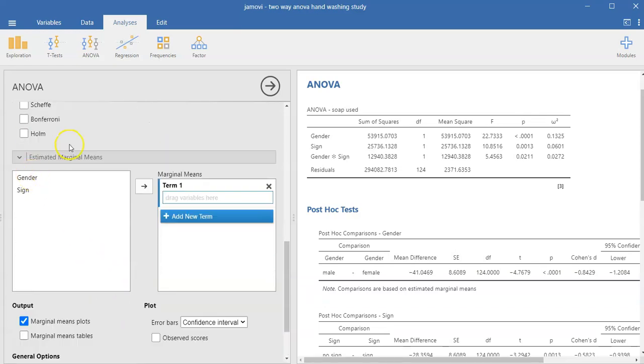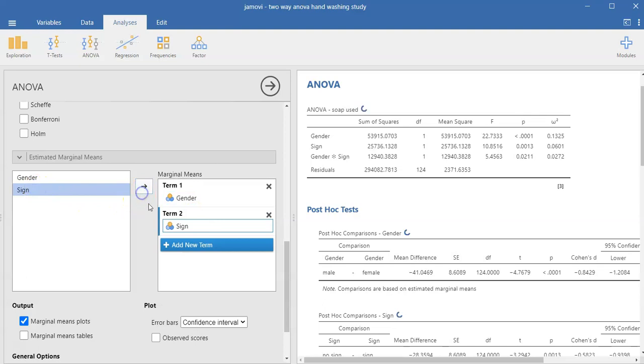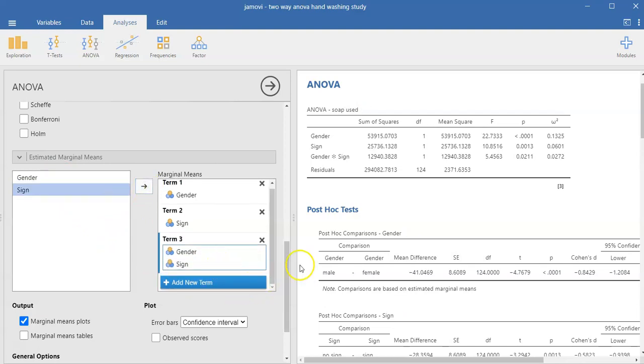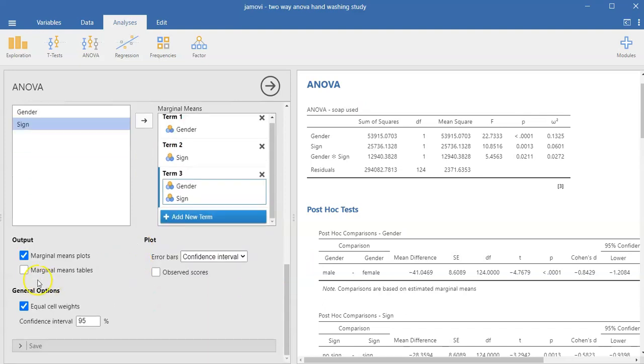So you'll want to click on estimated marginal means, and you'll get a graph of the main effect of gender by putting gender over there. Then you want to add a new term, pop sign over there, and now that will give you a graph of the main effect of sign. And then of course you want a graph of the interaction, so you click on new term again, and then you just pop both of these over in the same box, and that will give you everything you need. The last thing you need is to make sure to remember to click on marginal means tables. That will give you the means for each condition that you're going to need for this analysis.